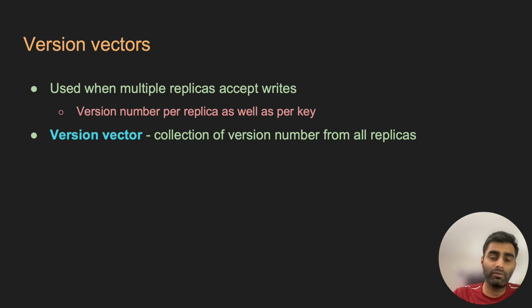This collection of version numbers from all the replicas is called a version vector. Like the version number in the last example, version vectors are also sent from the database replicas to clients when the values are read, and they need to be sent back to the database when a value is subsequently written. This version vector allows the database to distinguish between overwrites and concurrent writes.